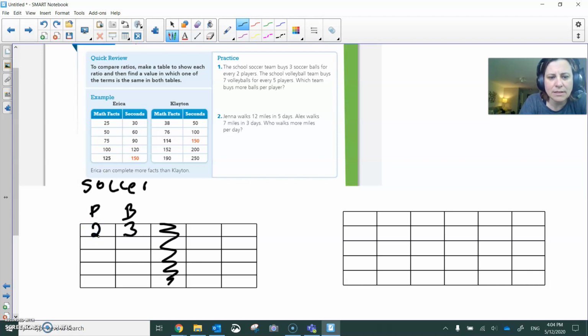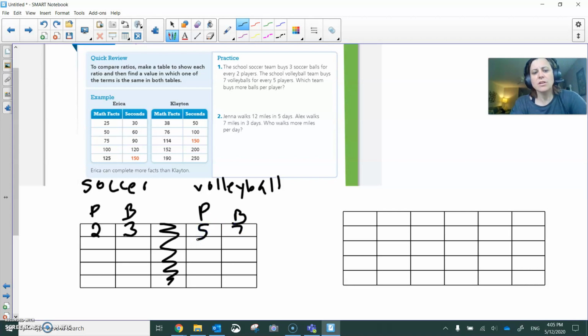And the volleyball team also has people on the team and equipment. The volleyball team buys 7 volleyballs for every 5 players. So the way that your book wants you to solve this is they want you to continue the table out until you find something that you can compare that's the same.